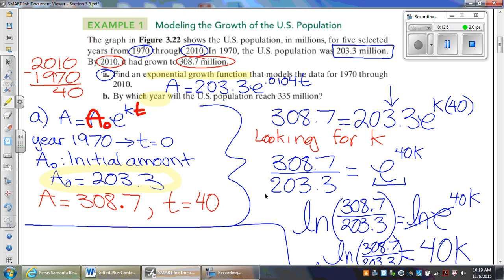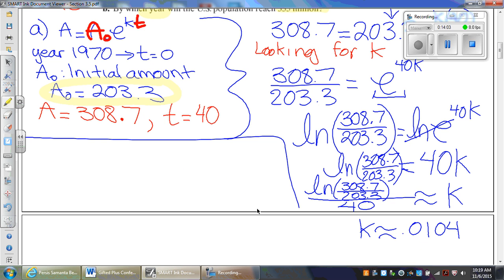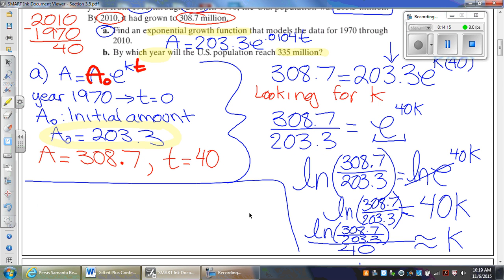So that's actually what we do on the next question, and the next question says, by which year, so now we're going to be looking for t, will the U.S. population reach 335 million? We found k, correct. Well, MyMathLab asks, like, what's the answer for k? They could either ask for just k or for the exponential model.